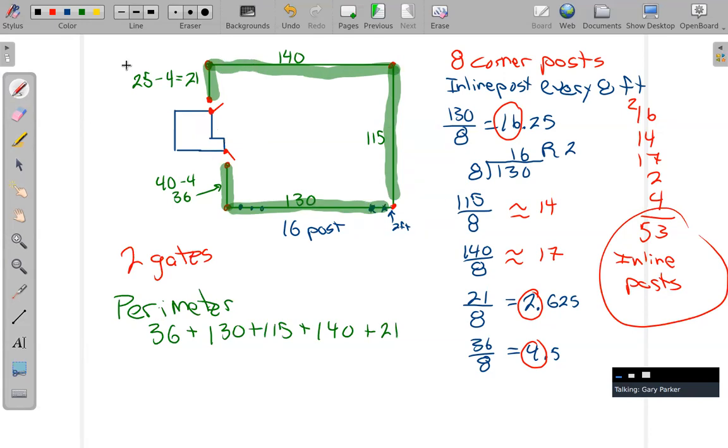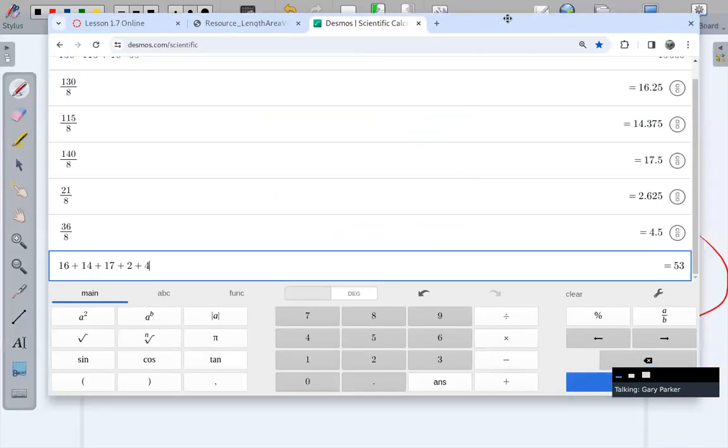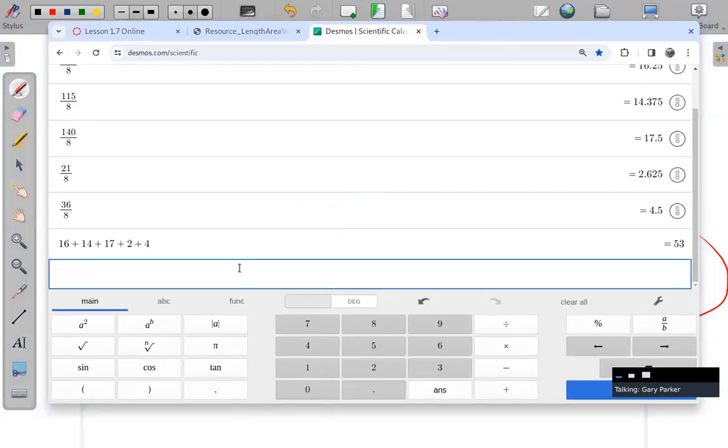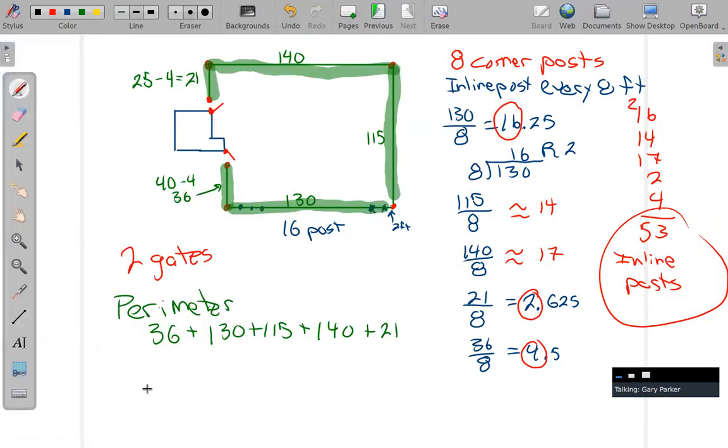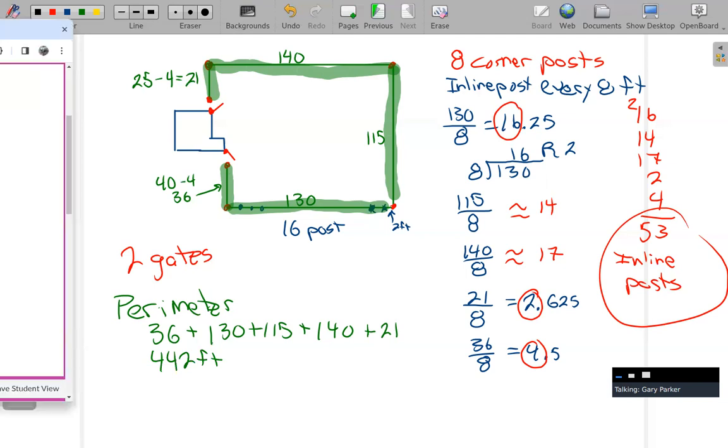Looks good. Could do that in our heads or on paper, but we got a calculator here. So I've got 36, 130, 115, 140, 21. Looks like it's 442 feet of fence. Double check my paper to my work here, my calculator, 36, 130, 115, 140, and 21. Looks good. So that would be 442 feet of fence. Putting it all together, we need the costs from here.